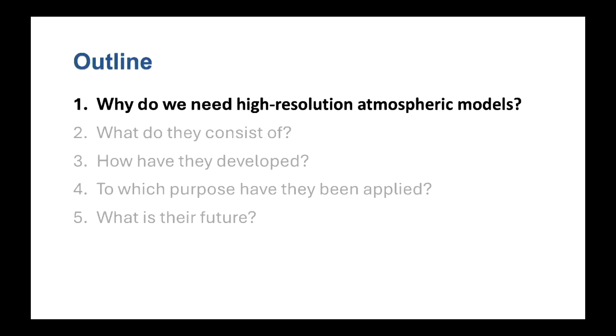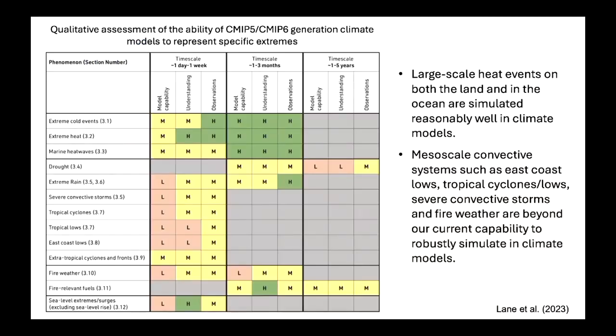Okay, so why do we need high-resolution atmospheric models? What I'm showing here is a table I took from a recently published research paper by a group of CLEX researchers, where they undertook a qualitative assessment of our ability to observe, to understand, and also to realistically model a range of extreme phenomena in Australia, using our climate models.